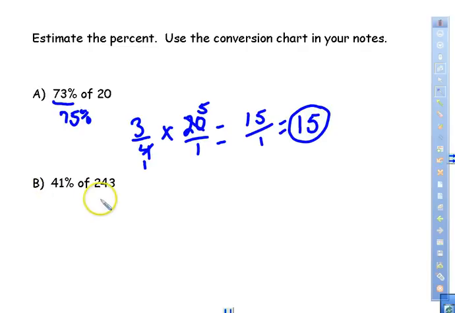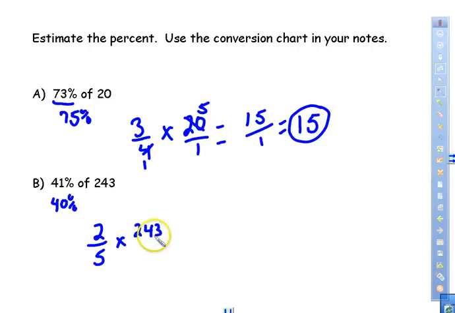So go ahead and let's look at this. 41% of 243. We're looking at our 41%, and we can see that that rounds to a 40% on our conversion chart. And that fraction is equivalent to 2/5. Of, again, means multiply. And then we're looking at 243. Now, does 5 go into 243? No, it doesn't.